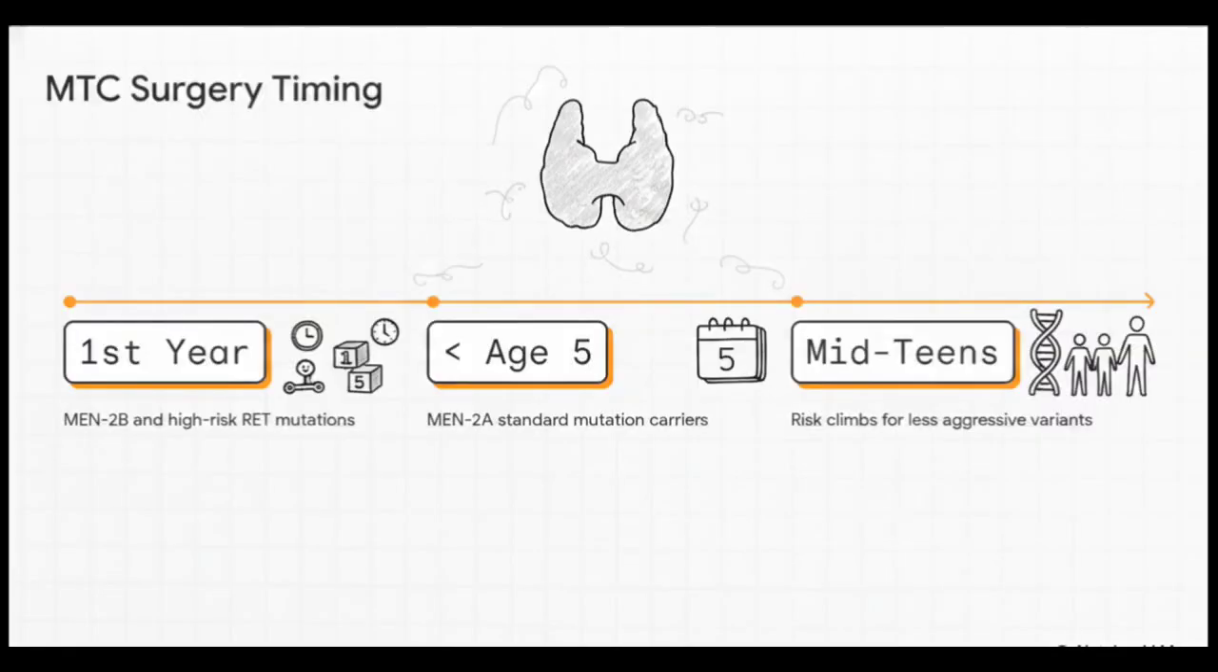Because medullary thyroid carcinoma occurs universally across all MEN2 variants, deciding when to do a prophylactic thyroidectomy is strictly governed by the specific RET codon mutation. For MEN2B and the absolute highest risk mutations, that thyroid comes out in the first year of life. For standard MEN2A mutations, it's removed before age 5. And for the less aggressive variants, the cumulative risk of lymph node metastasis begins climbing rapidly in the mid-teens, which guides a slightly later intervention. So the genetic testing literally dictates the surgical timeline perfectly.